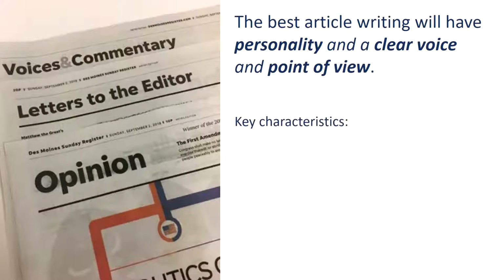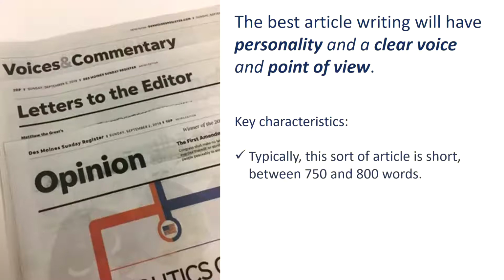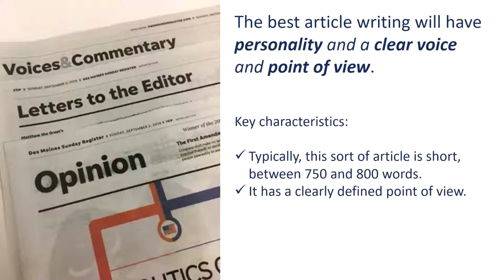So the key characteristics of an article would be it's typically short. So if we were to look online and in newspapers, you'd find most of these sorts of articles between 750 and 800 words. You will know in 45 minutes what you're capable of writing, what kind of length that's going to be. Really, really effective articles have a clearly defined point of view. So from beginning to end, it's really obvious to you as the reader what the writer thinks about this topic, what their point of view is.